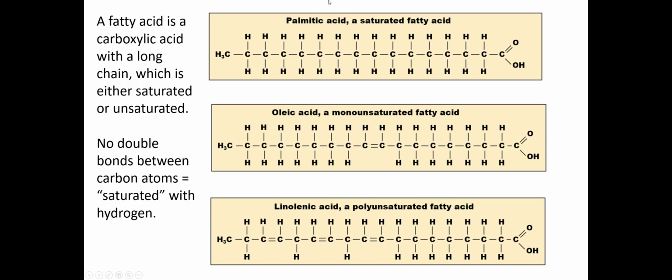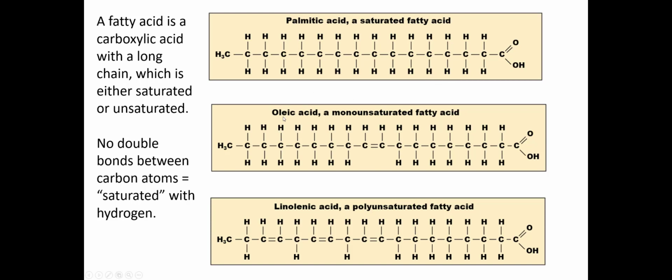So for example, here we have palmitic acid. This is a saturated fatty acid. The reason it's considered to be saturated is because there are no carbon double bonds between carbon atoms. So in other words, this molecule is completely saturated with as much hydrogen as possible.